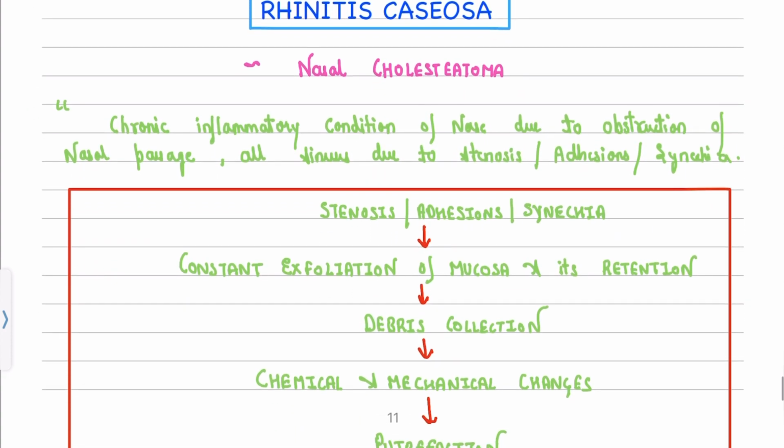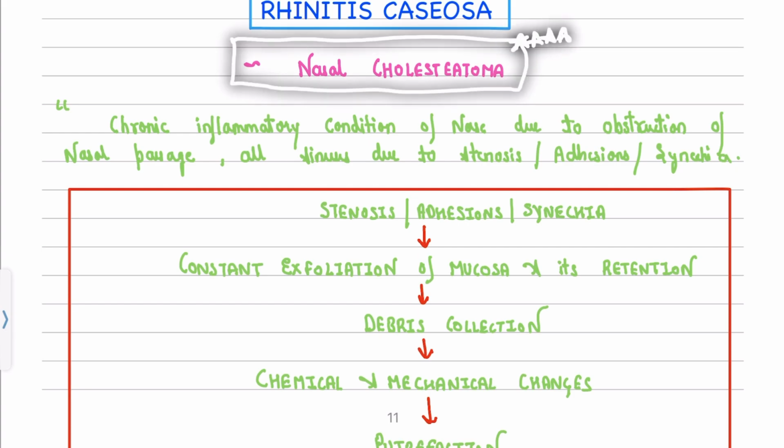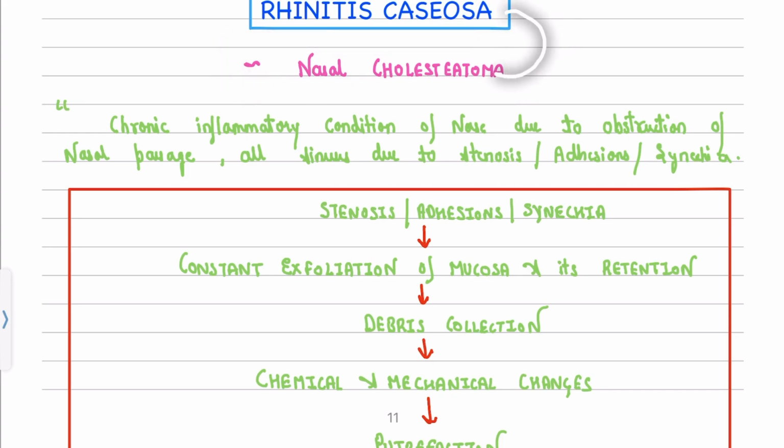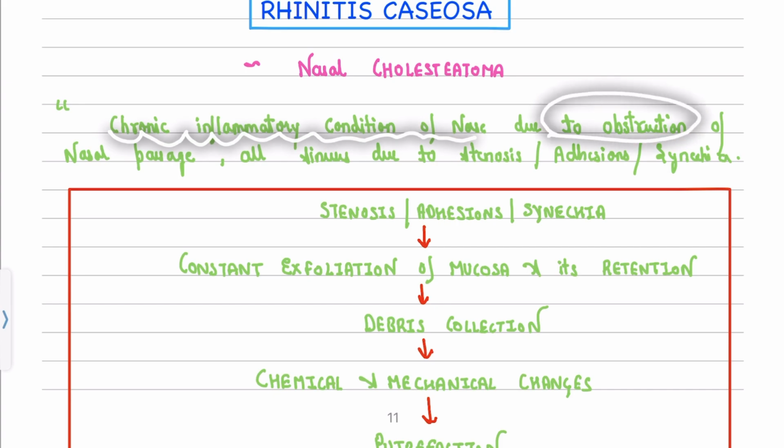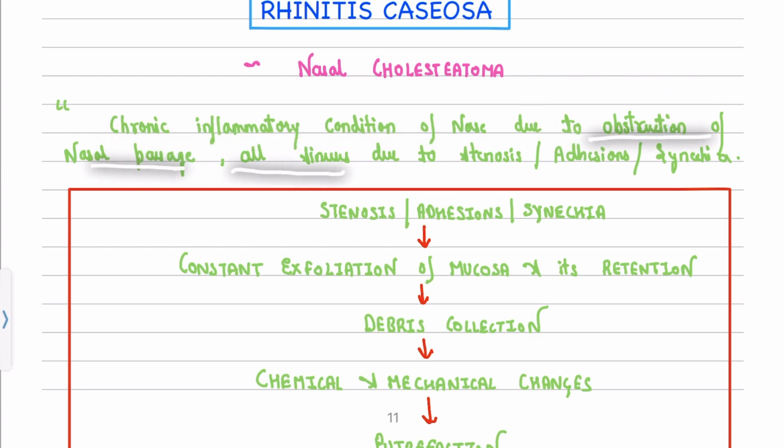Next, we have something known as rhinitis caseosa. Rhinitis caseosa is also referred to as nasal cholesteatoma. It is another important MCQ. So nasal cholesteatoma is nothing but rhinitis caseosa. Going by the definition, rhinitis caseosa is a chronic inflammatory condition of the nose which occurs due to obstruction of the nasal passage. So there is obstruction of the nasal passage, obstruction of sinuses because of any stenosis, adhesion, or synechiae.